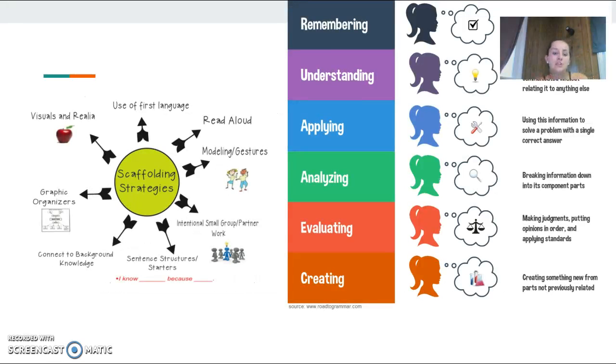And these are just some pictures that I thought represented the material in the textbook too. So scaffolding strategies, use of first language, read aloud, modeling. It talks about a lot of modeling in these chapters. Intentional small group and partner work. You want to have a lot of group work. Sentence structure, so you can teach them the structure if they need help before. A lot of graphic organizers, a lot of visuals. And it talks about a lot of Bloom's taxonomy in the 120 content strategies, and I just put that there too.